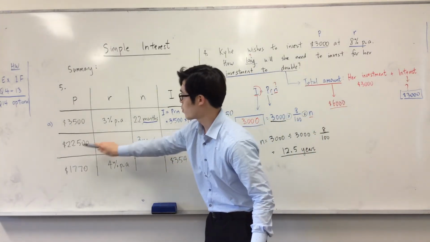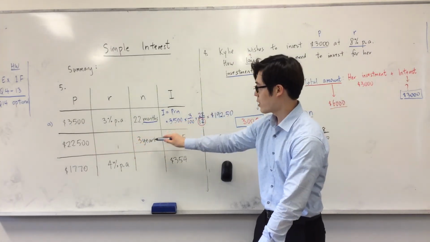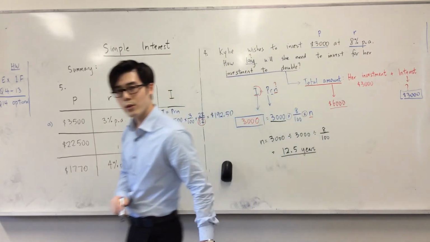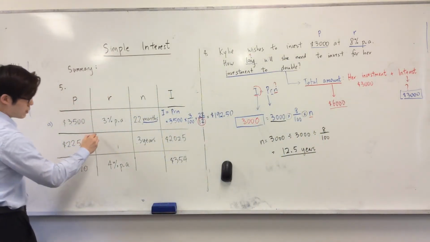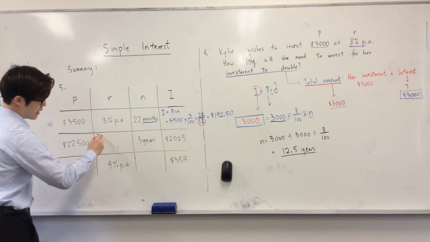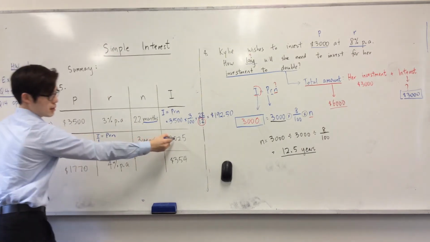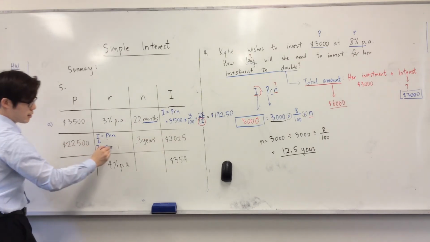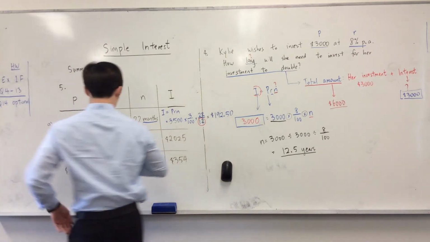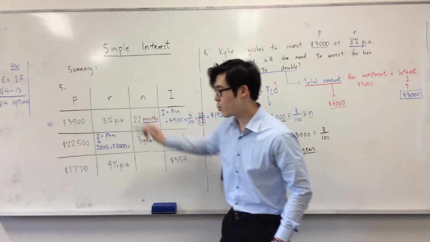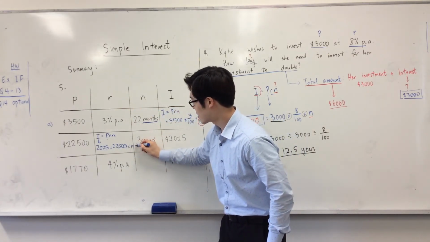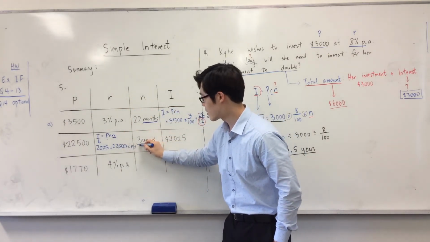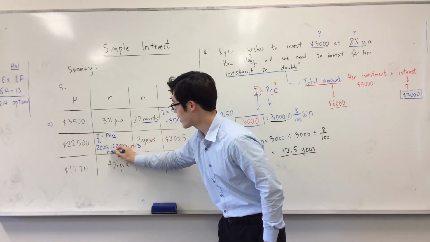So we know the principal, we don't know the rate, we know the N and the I. So we've done this sort of question before. So working backwards, if I write down the formula again, my interest is 2025. My principal is that. Times by, we don't know what the rate is, so I'll write that as R. Times by, my N is 3 years. That's in years, so that's fine.